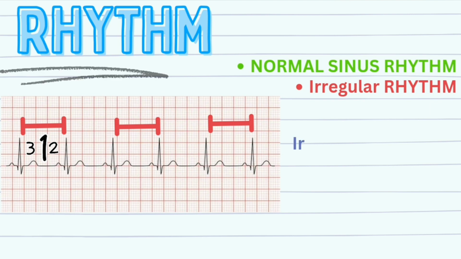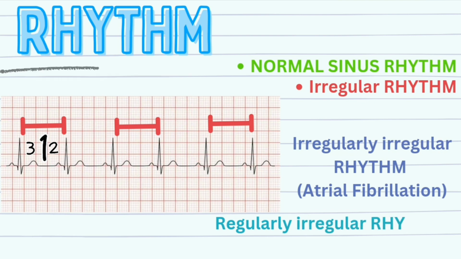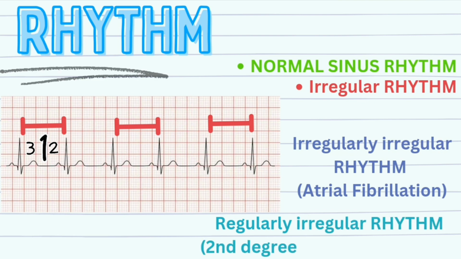Irregular rhythms may be irregularly irregular, as in atrial fibrillation, and regularly irregular, as in second-degree heart block type 2.